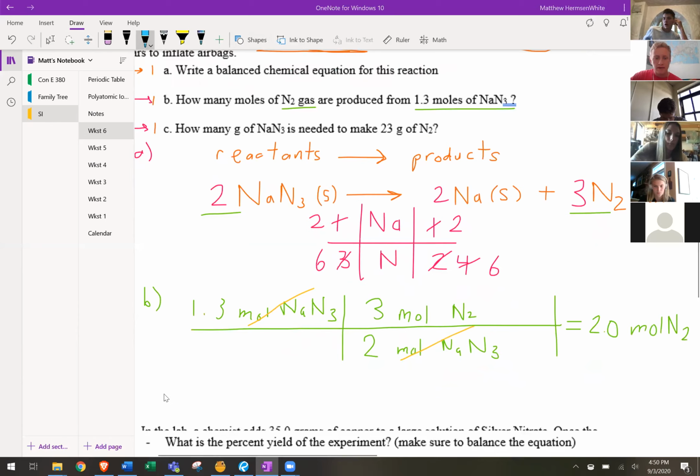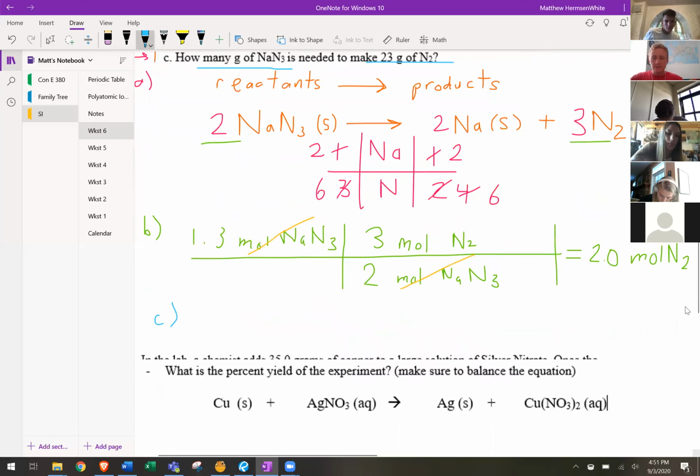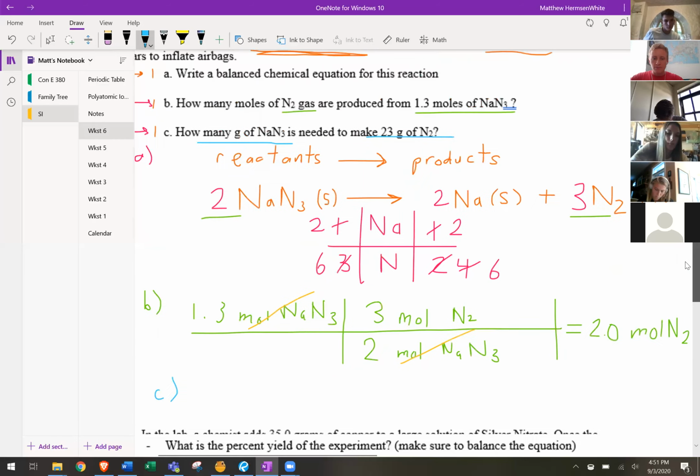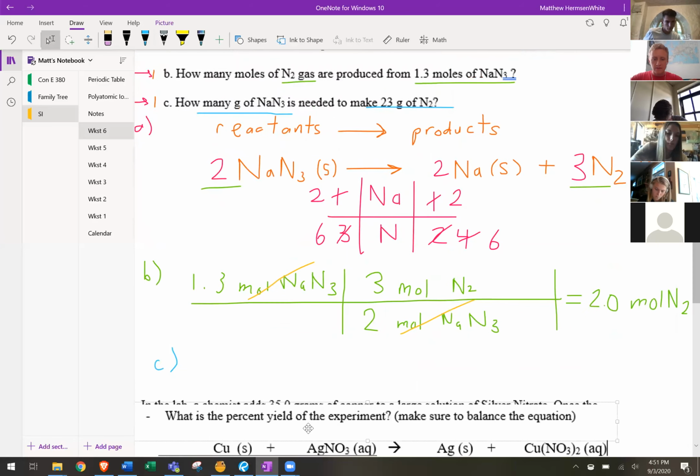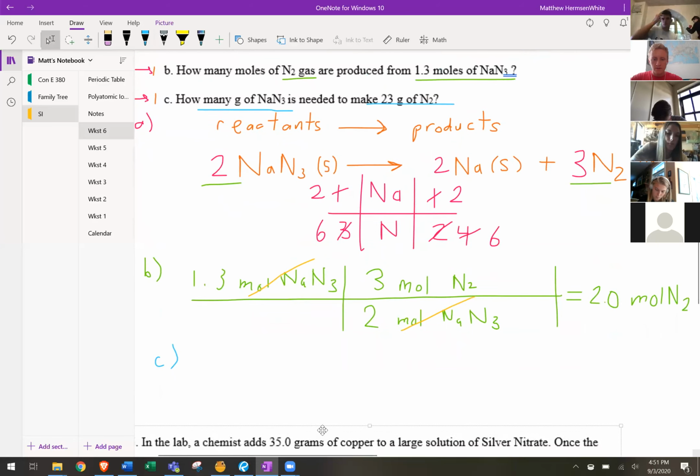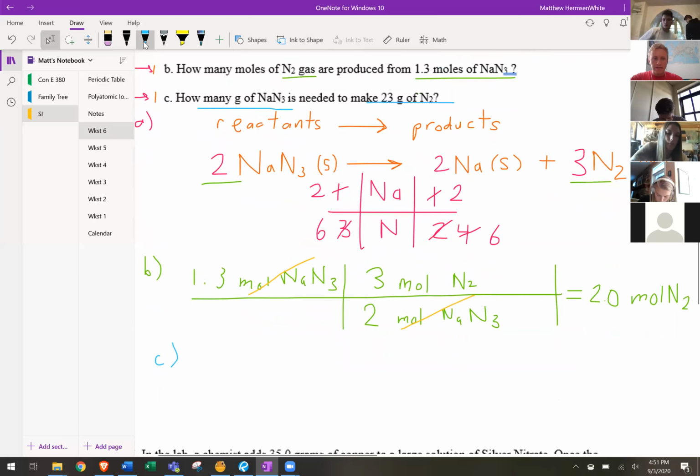Okay, now moving on to part C. Part C says, how many grams of NaN3 is needed to make 23 grams of N2? So this is going to be very similar, just we're going to do it in the reverse process. Move this one down a little bit. There we go. So write down what you have. You have 23 grams of N2.